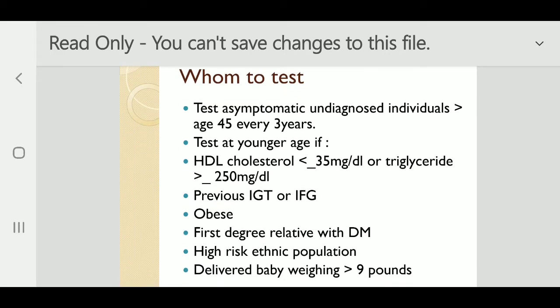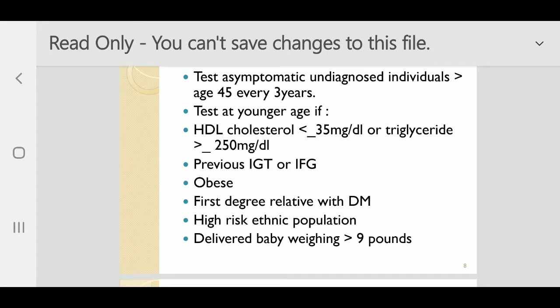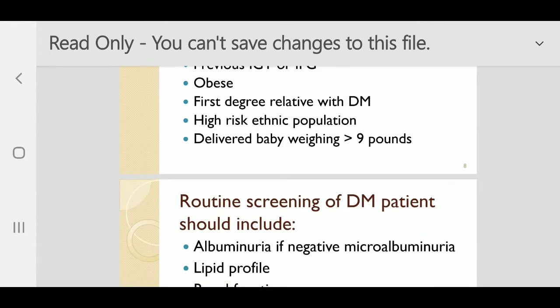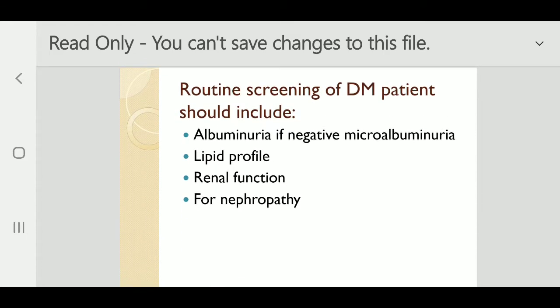Now, who are the people that we need to test? First of all, any asymptomatic normal person more than 45 years should be tested every 3 years, or a young individual who is obese, has HDL cholesterol, the good cholesterol, less than 35, triglyceride more than 250, a previous impaired glucose tolerance, or a first degree relative with diabetes mellitus, or a lady who has delivered a baby weighing more than 9 pounds.